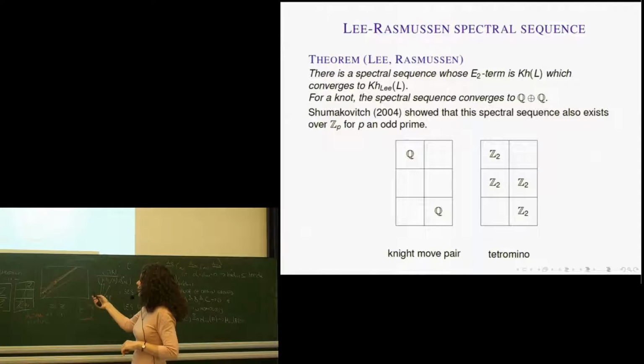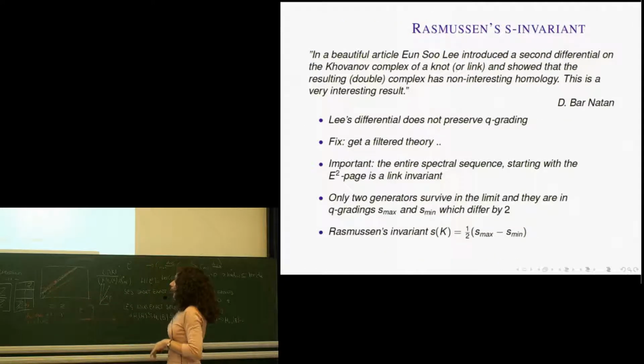Shumakovich actually showed that this spectral sequence also works over Z_p. And for example, this is, oh, I'm sorry, I have them switched. So this is how it should be the opposite. This is how it looks over Q, and this is how it looks over Z, except that it should be Z2, Z2 here, and Z2, Z2 here. And this is called actually a tetromino piece. Okay.